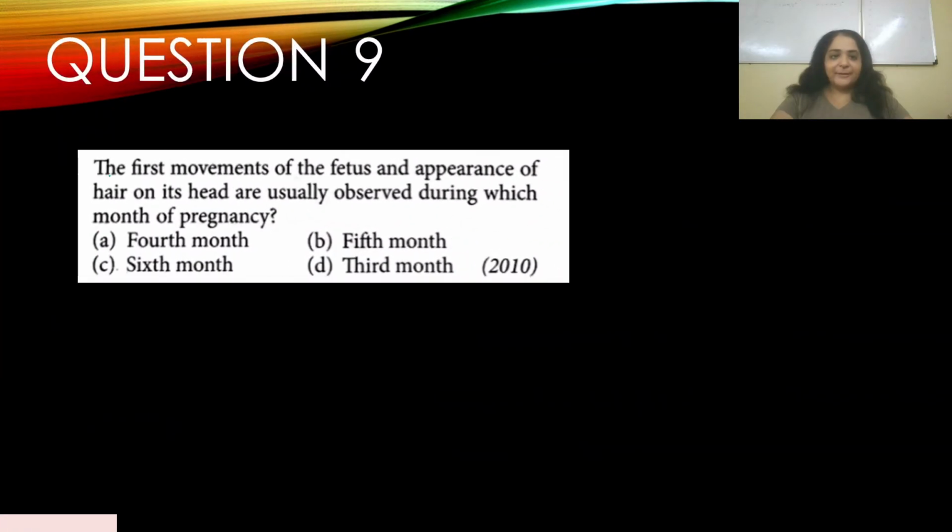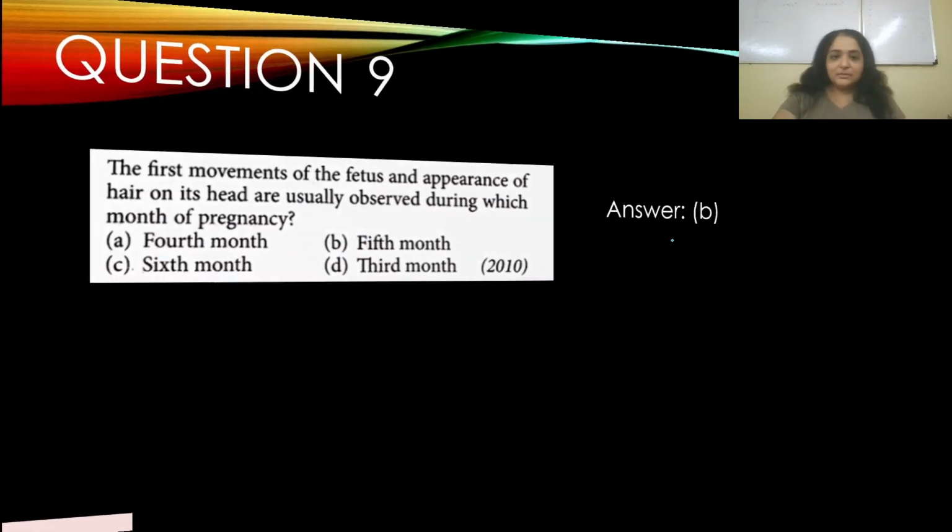Okay, question number 9. The first movements of the fetus and appearance of hair on its head are usually observed during which month of pregnancy? And this appeared in 2010. A, 4th month, B, 5th month, C, 6th month, and D, 3rd month. So the first movements of fetus and the appearance of hair on its head are usually observed in the 5th month. Learn it as a fact.